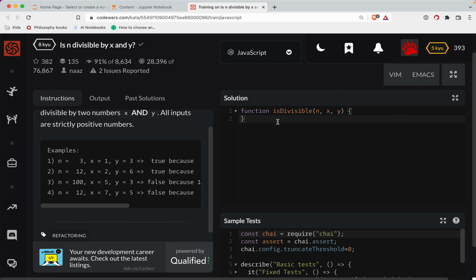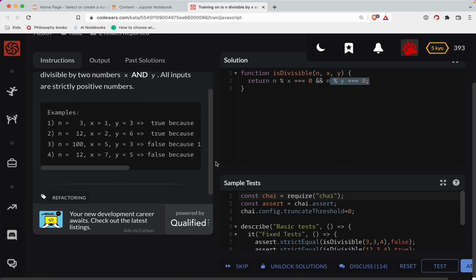Okay. So what we can do here is let's return n mod x triple equals 0 and n mod y triple equals 0. Okay. So if both those things are true, this double ampersand means this has to be true and this has to be true for the whole thing to be true. So that's your logical and. The alternative is logical or, where only one side needs to be true. But since we need both to be true, we're going to do the double ampersand.